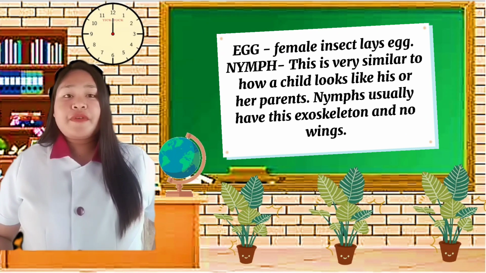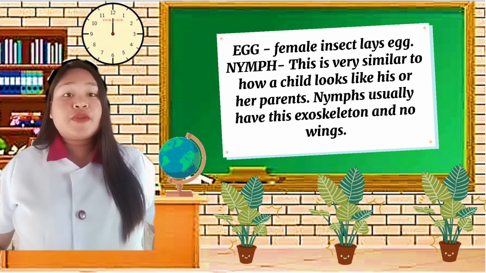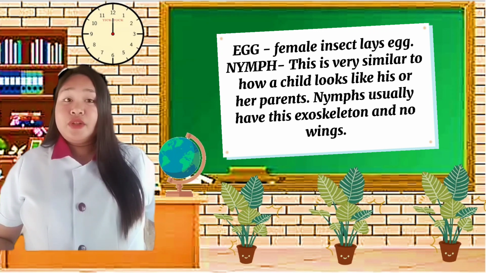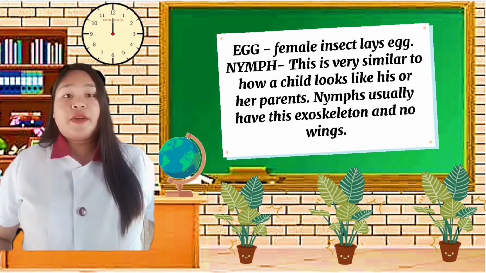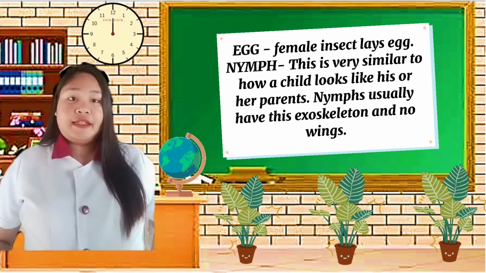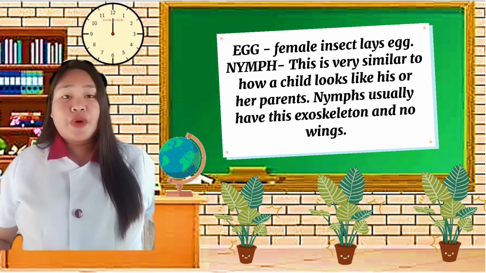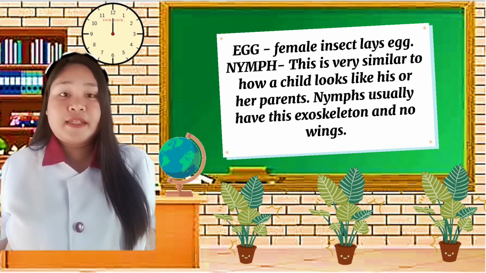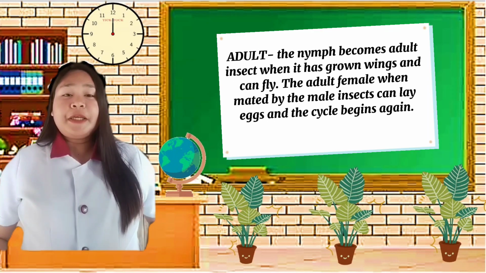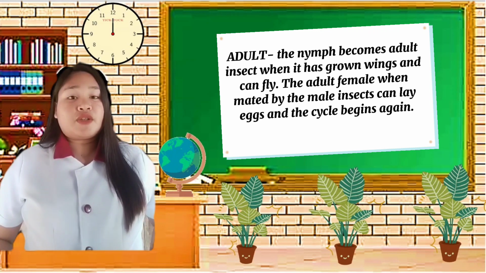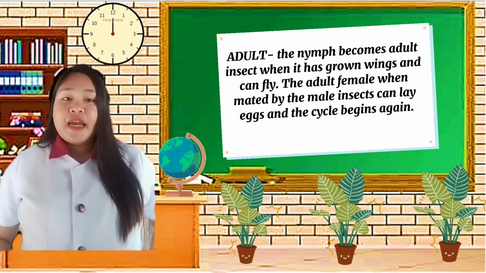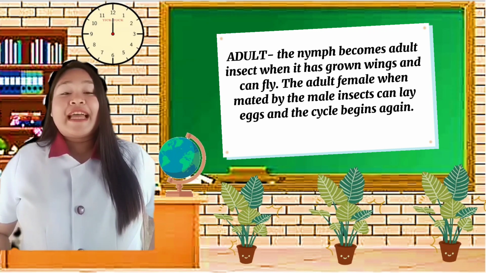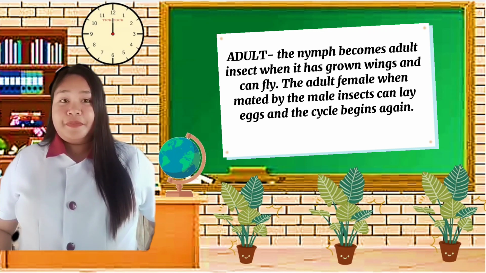Nymph: this is very similar to how a child looks like his or her parents. Nymphs usually have an exoskeleton and no wings. They eat the same food as their parents and live in the same place. As insect nymphs grow larger, their exoskeleton becomes too tight and they must replace it. Adult: the nymph becomes an adult insect when it has grown wings and can fly. The adult female, when mated by the male insect, can lay eggs and the cycle begins again.